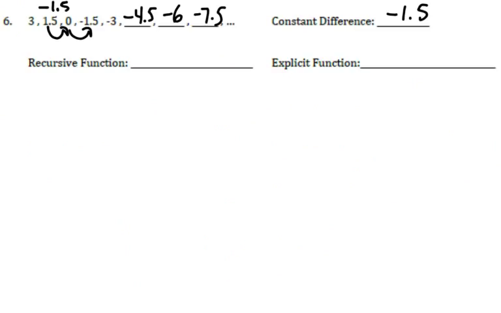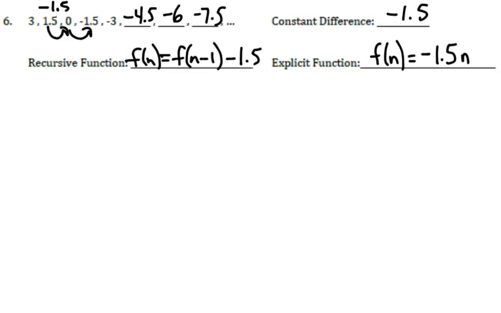So honestly, if I've got this explicit equation, I'm probably going to have negative 1.5n plus or minus something. I'm probably going to have f of n equals f of n minus 1 minus 1.5, right? Because we take the previous number and we subtract 1.5 from it. That's where this number comes in. Because we keep subtracting 1.5, that's basically the slope.